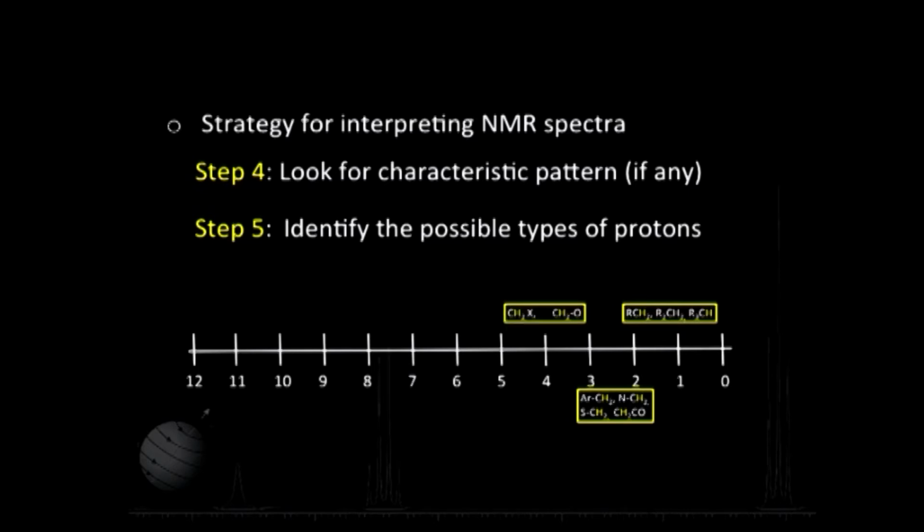Then this again is important: protons where a CH2 is attached directly to an oxygen or to an electronegative atom like X typically come from 3 to 5 ppm, depending on the electronegativity of the atom attached to it.